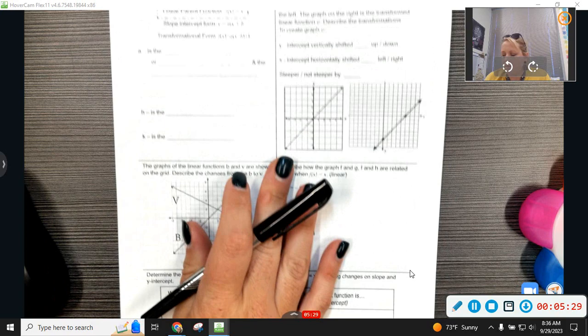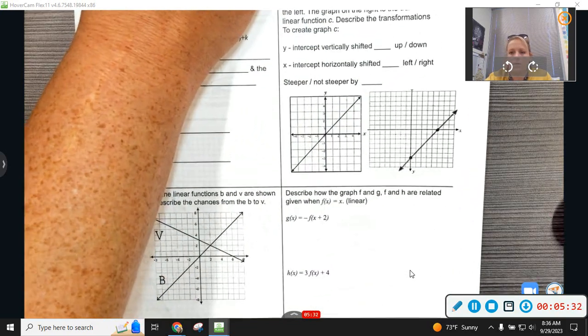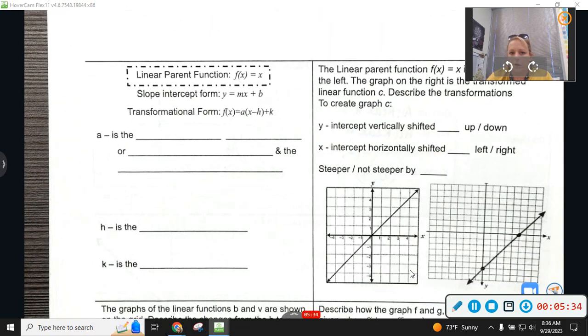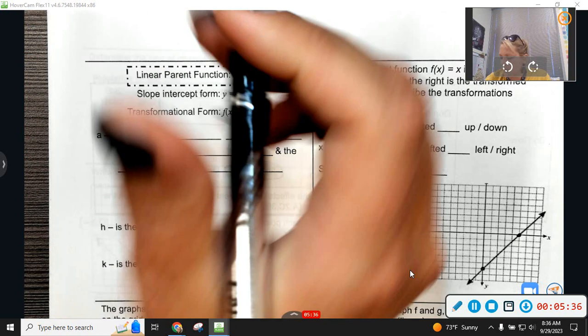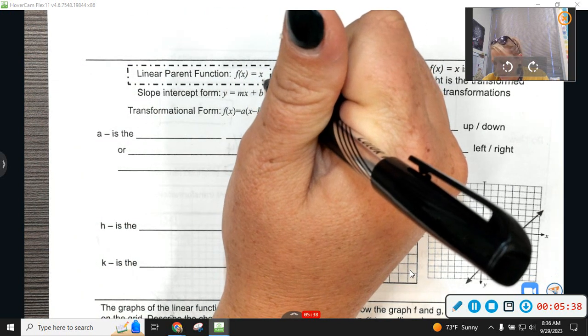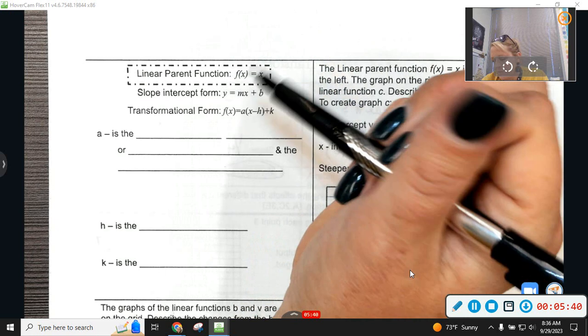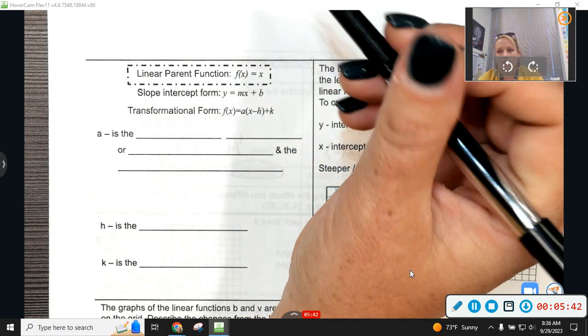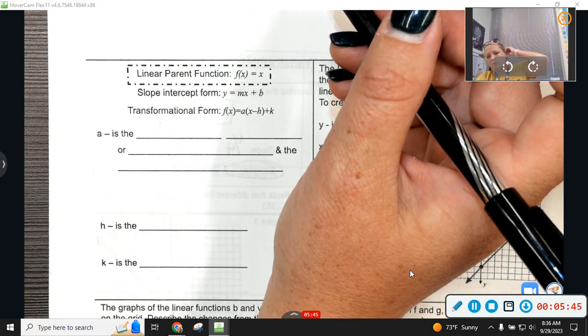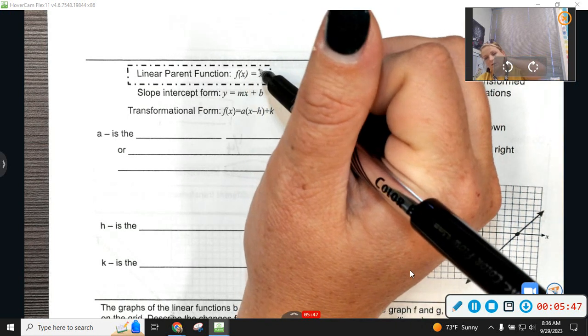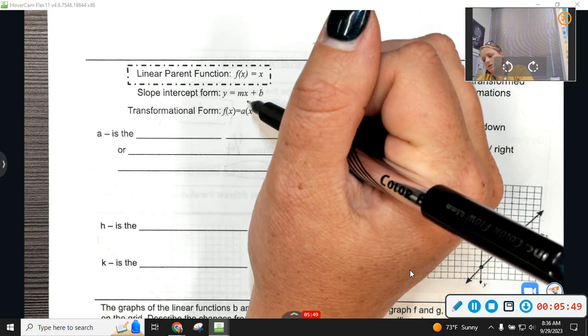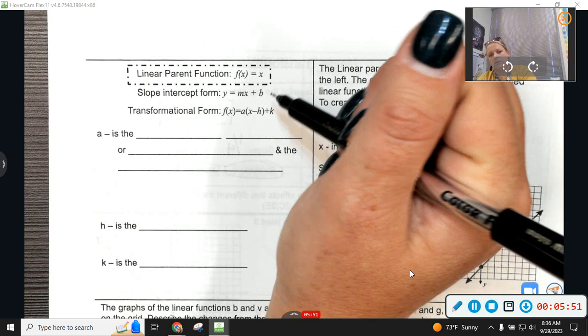Alright, so now we're on the back page of this, and this is just a little bit of stuff that we're going to talk about. So the linear parent function is always f of x equals x. Typically when we change the parent function, this is called the identity function, we can change the slope and we can change the y-intercept.